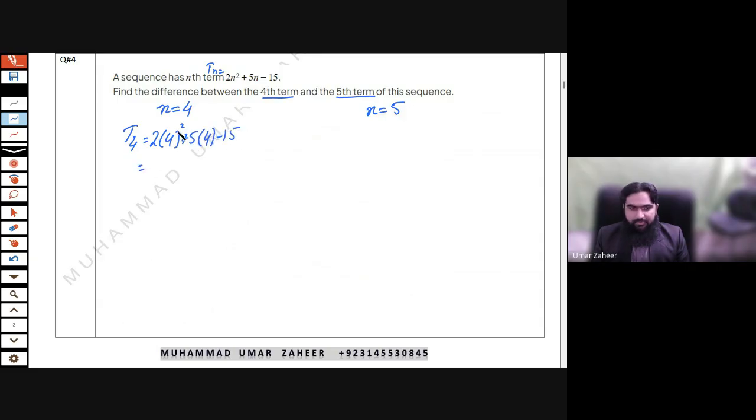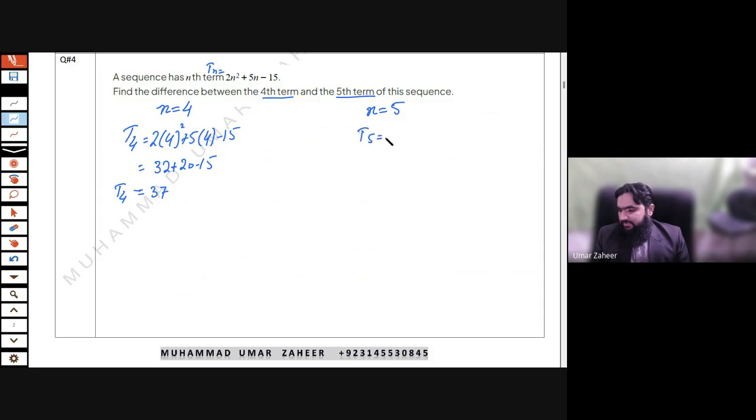So 4 square will be 16. 16 multiplied by 2 will be 32 plus 20 minus 15. 20 minus 15, that will be 5. And 5 plus 32, it will be 37. We have to do it without calculator, all right? Now, next one, we have to find the fifth term.